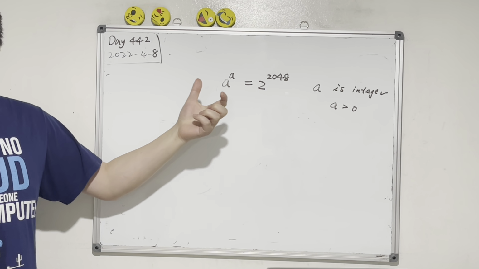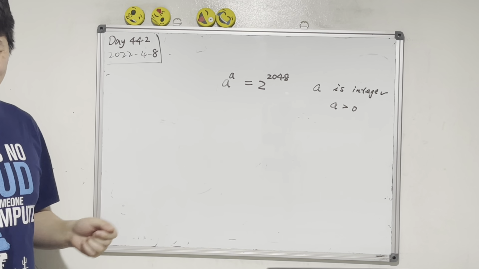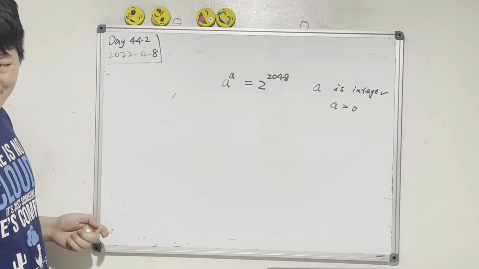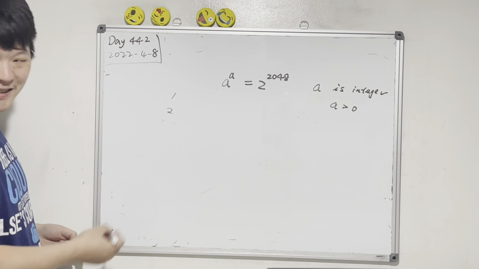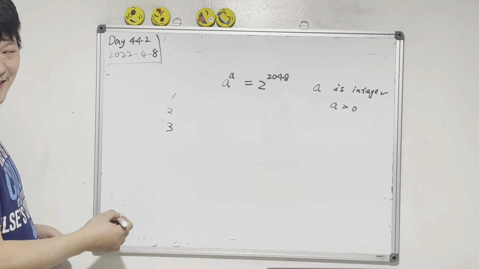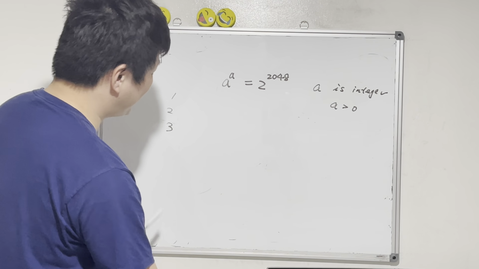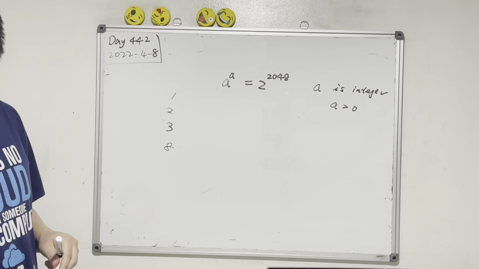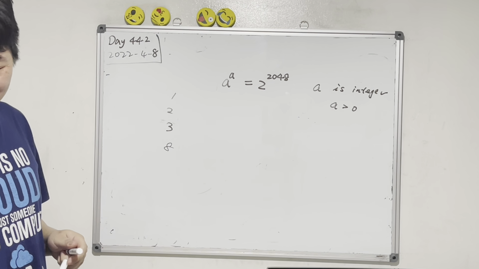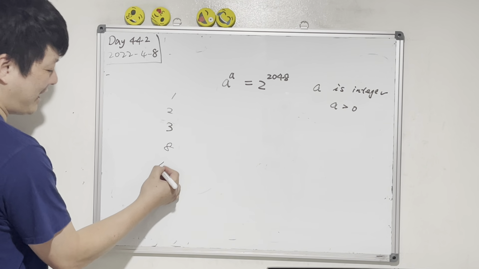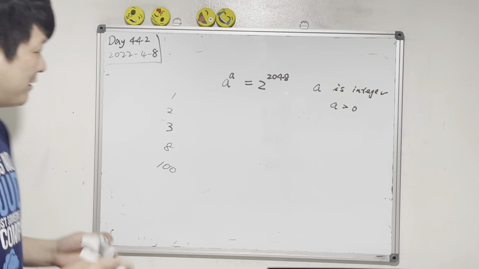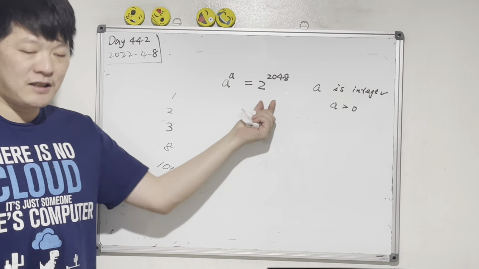So have a guess. What's A? Is it 1? Definitely not. 2? Definitely not. 3? Definitely not, obviously, because it's too small. How about 8? Definitely not. How about 100? We don't know. This is a very huge number.